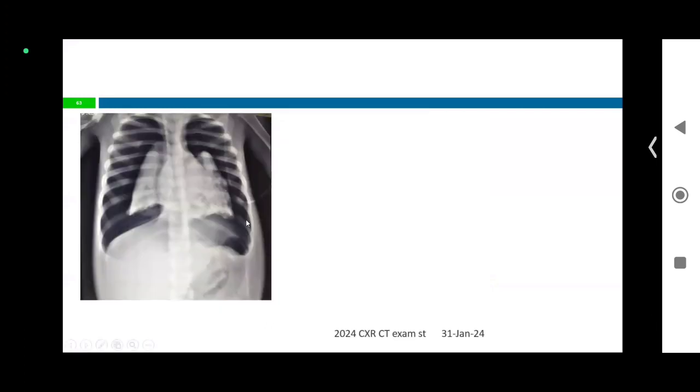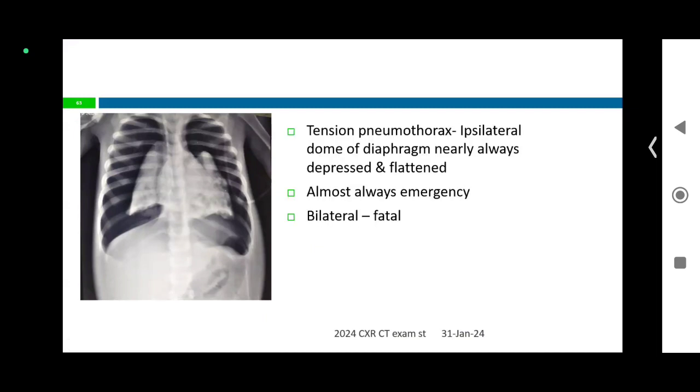What is this? This child unfortunately died, but bilateral pneumothorax, tension pneumothorax. Very rare, but most of the time it is fatal.